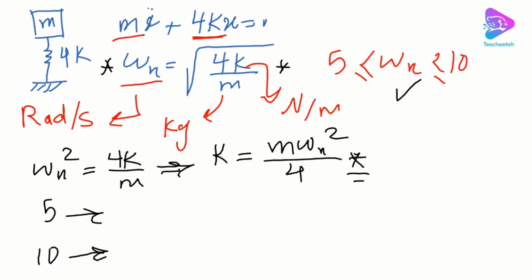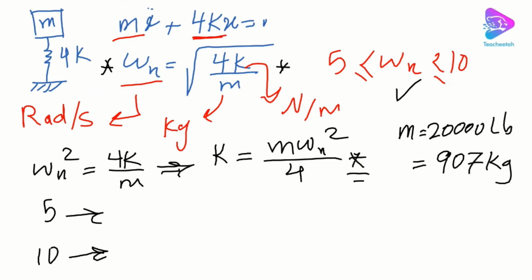And remember, M was given in the problem. The mass was 20,000 pounds. So we have to convert it to kilogram, which is very easy. We just multiply it by 0.453, which is equal to 907 kilograms. I'm sure that you can simply find it and calculate it, right?